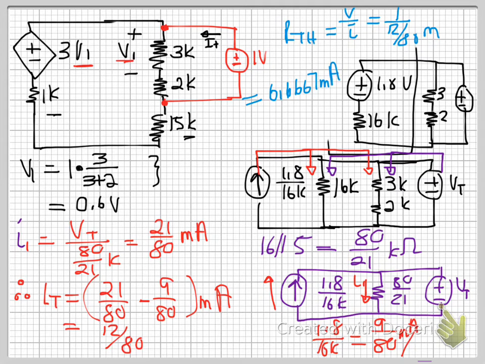Which becomes 6.6667, which is not milliamps, it's kilo ohms. Why am I saying milliamps? It's 80 over 12. Yeah, it's equal to 6.667 kilo ohms. If you put in 80 over 12 into your calculator, that's what you get.